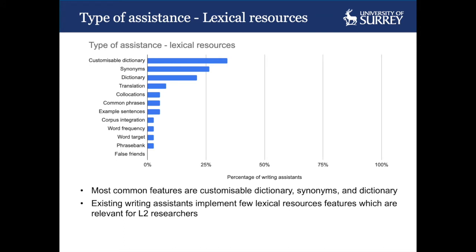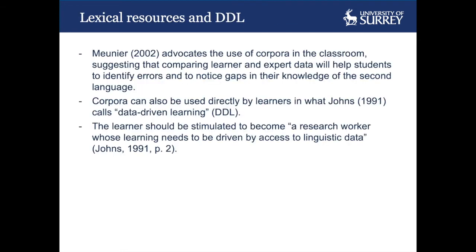In terms of lexical resources, the most common features are customizable dictionary, synonyms, and dictionary. However, existing writing assistants implement few additional lexical resources features, which are relevant for L2 researchers. Lexical resources are an important area because they can be used as a way for writers to identify errors and notice gaps in their knowledge, as suggested by Menuet. For instance, corpora can also be used directly by learners in what Jones calls data-driven learning. The idea that learners should be stimulated to become a researcher whose learning needs to be driven by access to linguistic data.